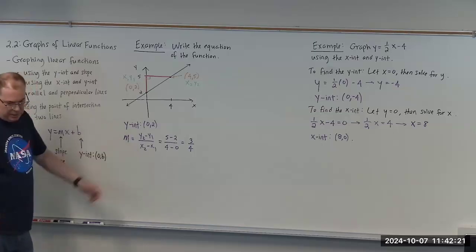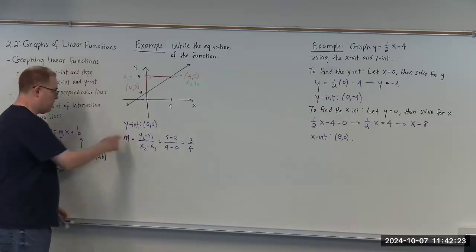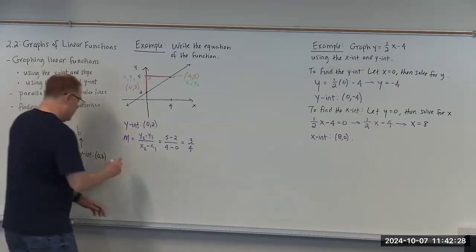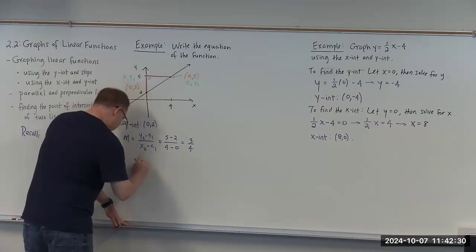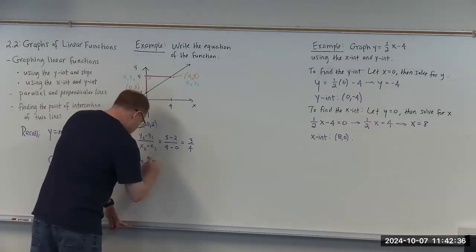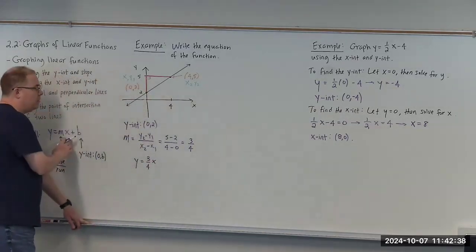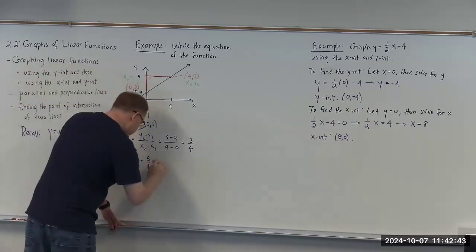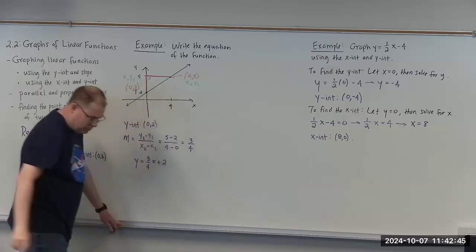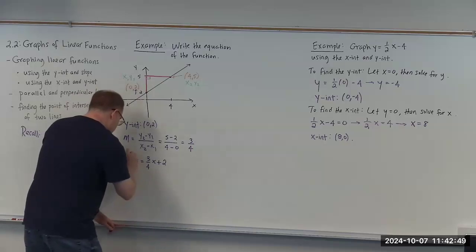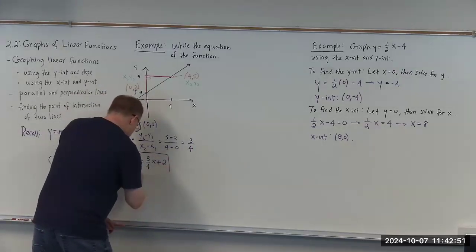In any case, we have our slope and we have our y-intercept, so we're pretty much done. We just need to plug everything in. Our equation for this line is going to be 3/4, that's our slope, times x plus b, b being 2. And there it is, there's the solution that we wanted.